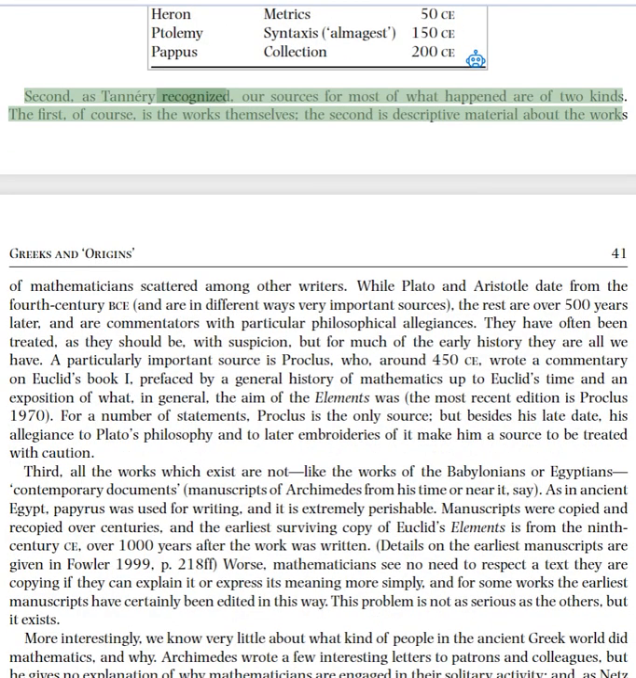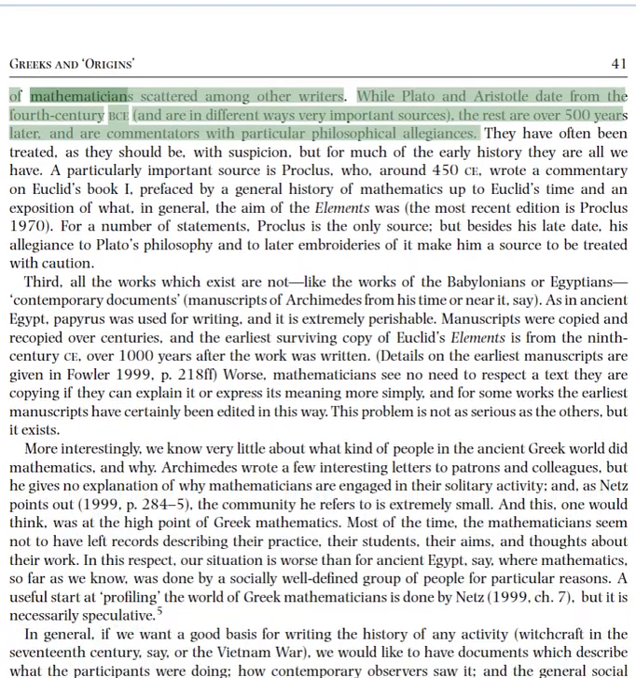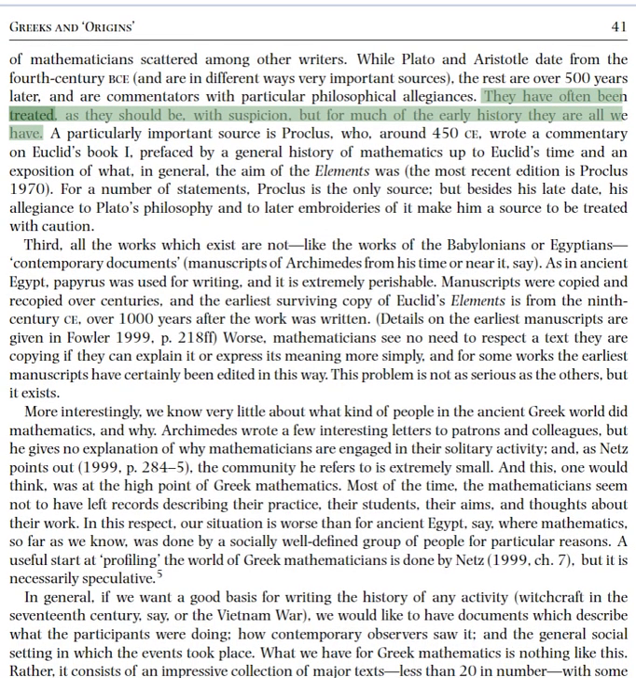Second, as Tannery recognized, our sources for most of what happened are of two kinds. The first, of course, is the works themselves; the second is descriptive material about the works of mathematicians scattered among other writers. While Plato and Aristotle date from the 4th century BCE, the rest are over 500 years later, and are commentators with particular philosophical allegiances. They have often been treated, as they should be, with suspicion, but for much of the early history they are all we have.